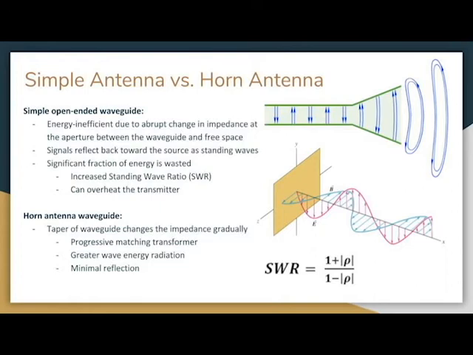A significant fraction of energy is wasted, as not all of the power is radiated, which increases the SWR and can overheat the transmitter. The taper or flare of the waveguide changes the impedance gradually along its length, providing a gradual transition from the impedance of the waveguide to free space, acting like a progressive matching transformer. This allows more of the wave energy to radiate out the end of the horn into space with minimal reflection.